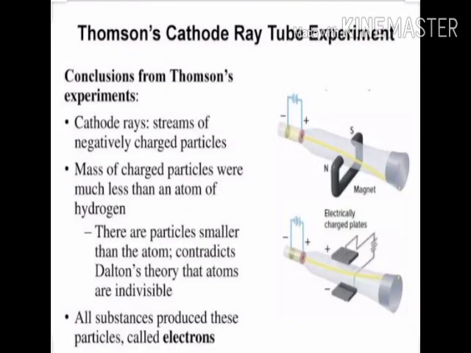The conclusions from Thomson's experiment are given as follows: cathode ray is a stream of negatively charged particles. Mass of charged particles was much less than an atom of hydrogen, and these particles are smaller than the atom, which contradicts Dalton theory that atoms are indivisible. All substances produce these particles, called electrons.